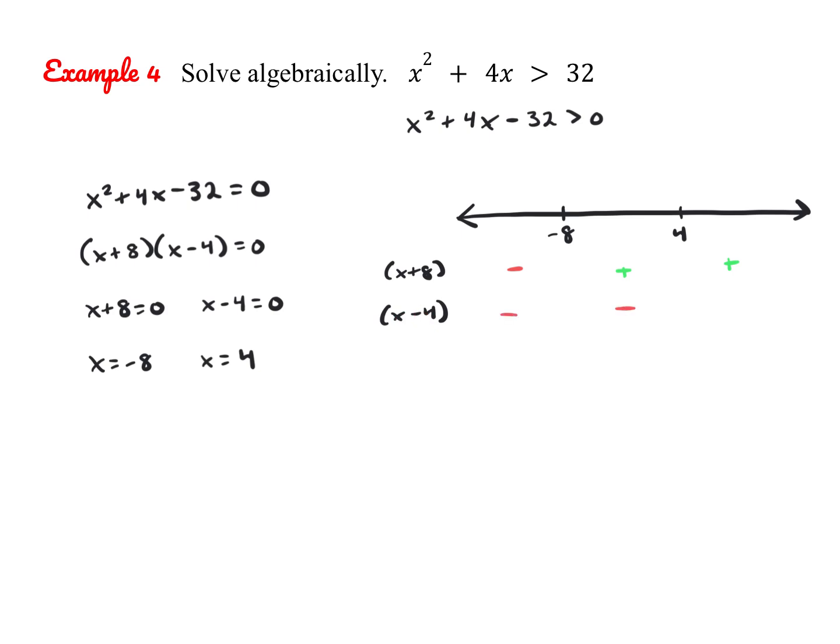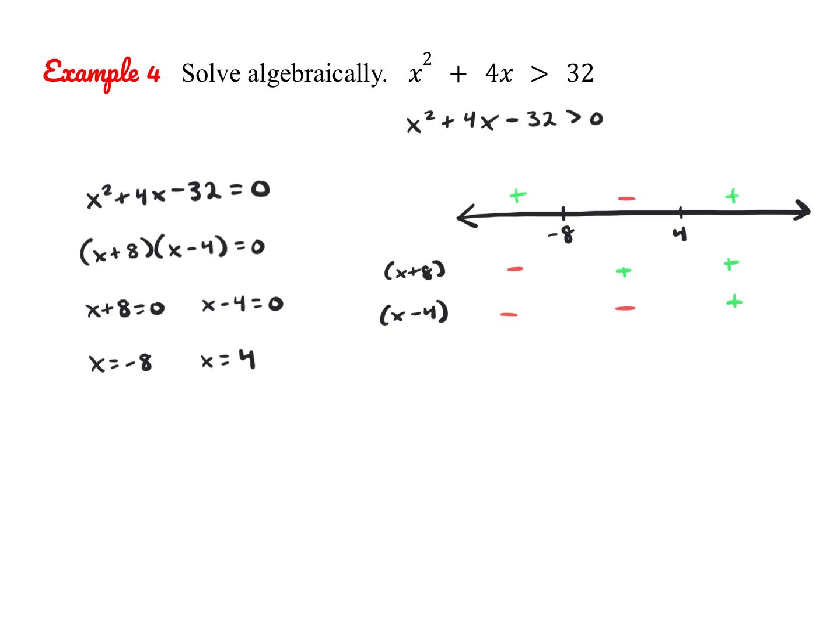And then anything to the right of 4 will be positive. And then remember, I look at the product of the signs. So a negative times a negative will give us a positive result. Here, a positive factor times a negative factor will give us a negative result. And last, a positive factor times a positive factor will always give us a positive result.